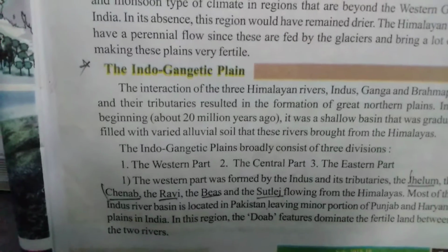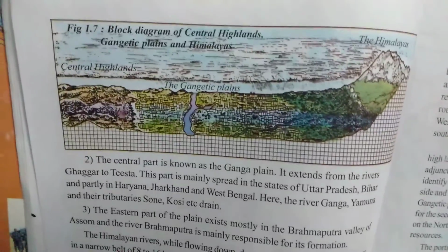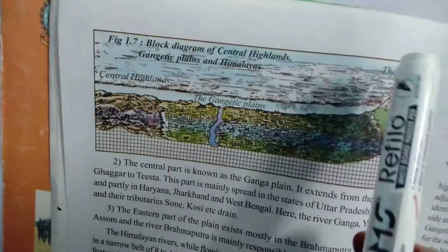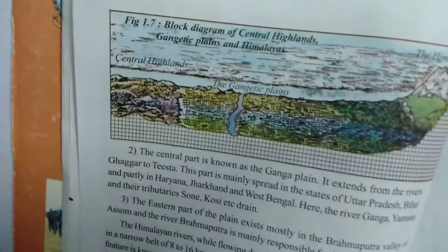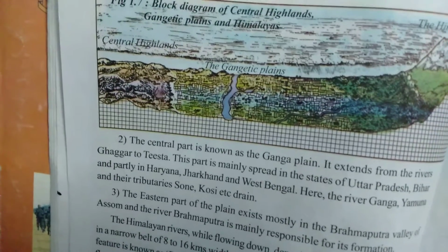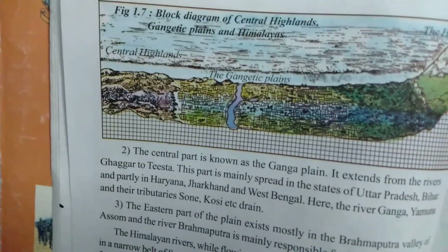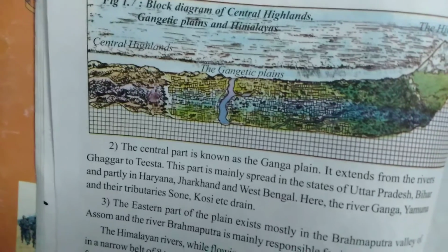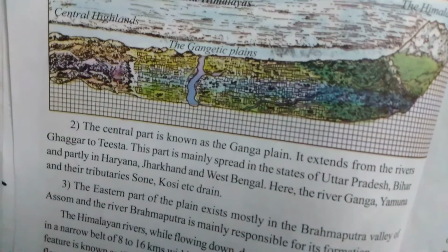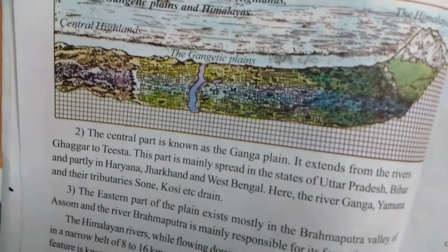Let's see in the picture where the Gangetic Plain is. Here in the center is the Gangetic Plain, between the Himalayas and the central highlands. The central part is known as the Ganga Plain, and it extends from the river Ghaggar to the Teesta.